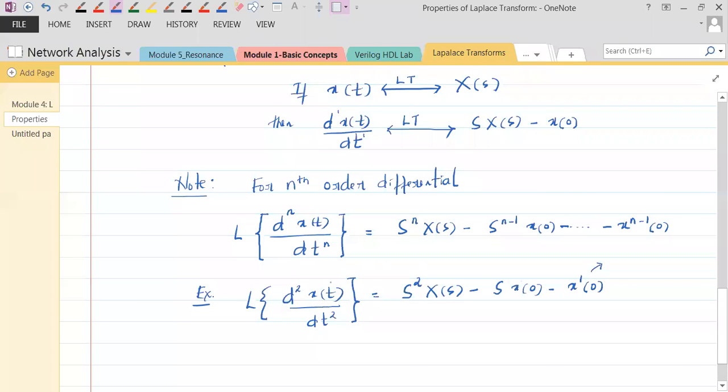X of 0 is, if you have x of t, replace t by 0 in x of t, you will get x of 0. But what is x dash of 0? It is some boundary condition. There's some condition which would be given when you are obtaining the Laplace transform of the second order differential. Everybody understand that? This would be given in the problem when you're asked to find out the second order differential of a signal. Understand? So they are called initial conditions.